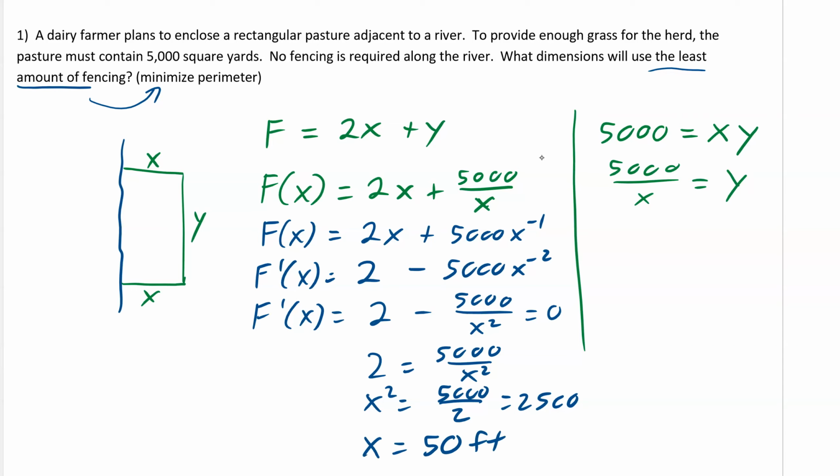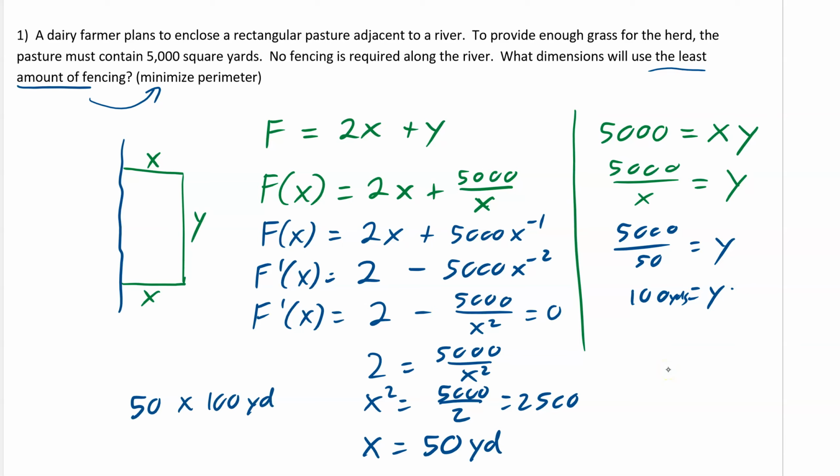So 50, not feet, yards is what we need. And the nice thing is that for the secondary equation, you just come over here and plug it in. And so y equals 100 yards. So what dimensions will use the least? We need a 50 by 100 yards, with 50 being the x and 100 being the y.